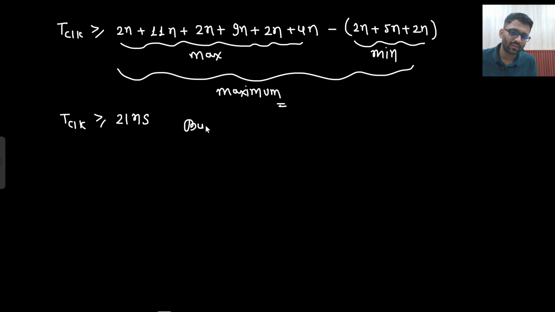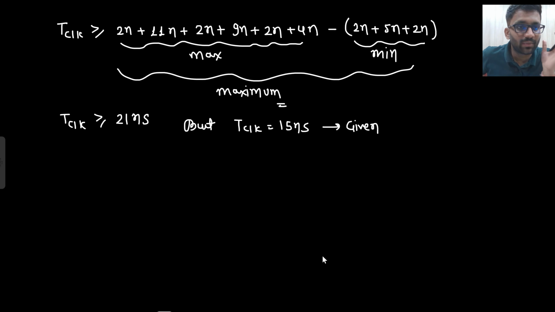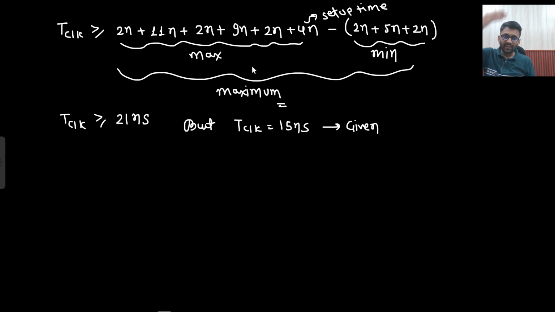But T clock is equal to 15 nanosecond. This is given. So certainly there is some issue in the setup time, right? This was your setup time, which was 4 nanosecond. If 4 nanosecond decreases, then this value will decrease. So there is setup violation.